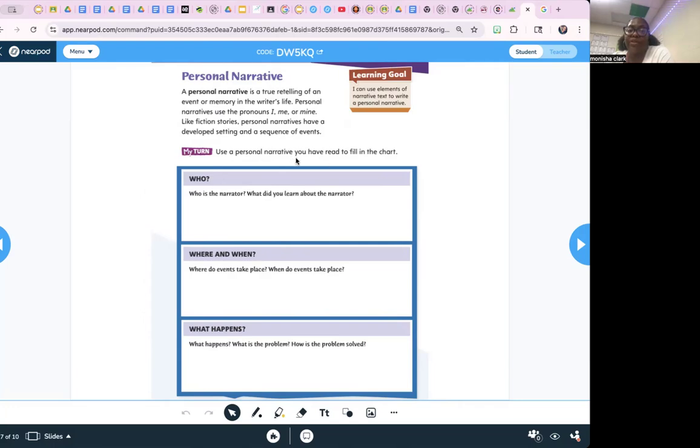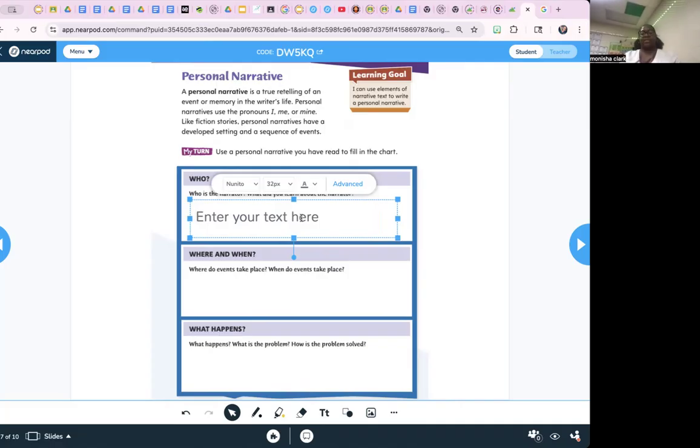Use the personal narrative you have read to fill out this chart. Who is the narrator? What did you learn about the narrator? So the narrator is a girl. We do not know her name. We know she is a girl because it says niece. So she is a girl that loves summertime.